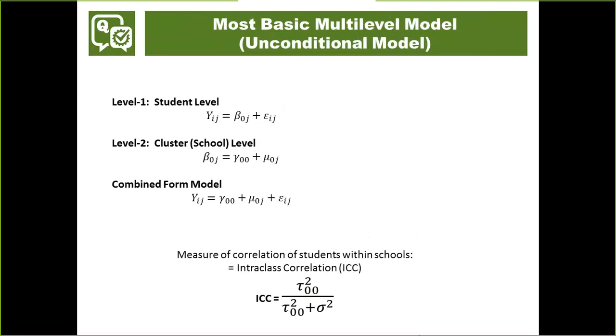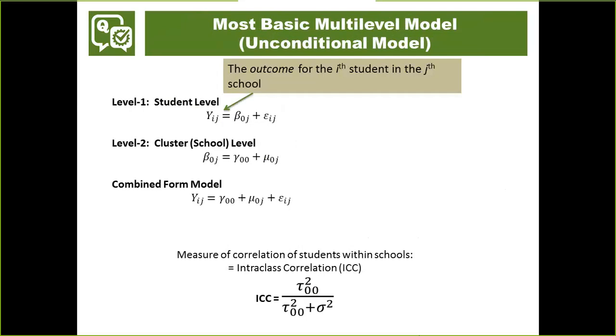Here I show the most basic kind of multi-level model. It's an unconditional two-level model with students, level 1, nested in schools, level 2. Yij is the outcome for the ith student in the jth school. Beta naught j is the intercept for the jth school.